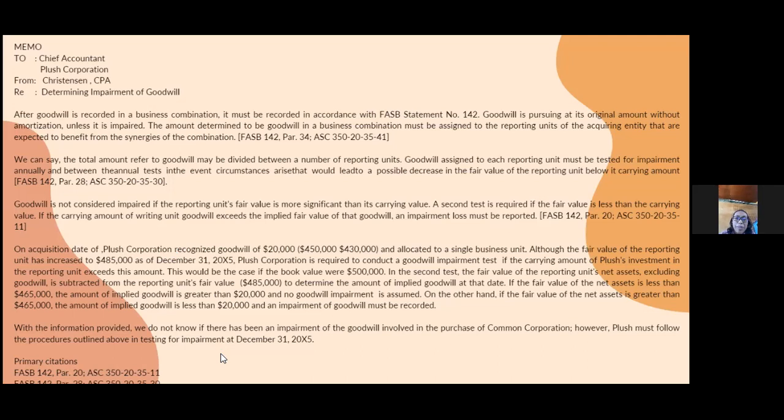Raihan, time is yours. Thank you, Maria. So next, goodwill is not considered impaired if the reporting unit's fair value is greater than its carrying value. A second test is required if the fair value is less than the carrying value. If the carrying amount of reporting unit goodwill exceeds the implied fair value of that goodwill, an impairment loss must be reported, per FASB 142 paragraph 20, ASC 350-20-35-11. Next will be presented by Nada. To Nada, time is yours.